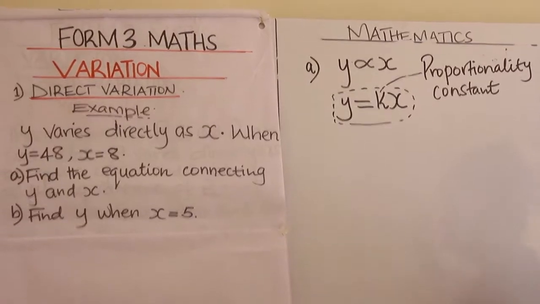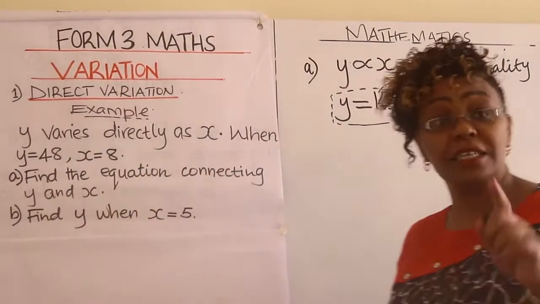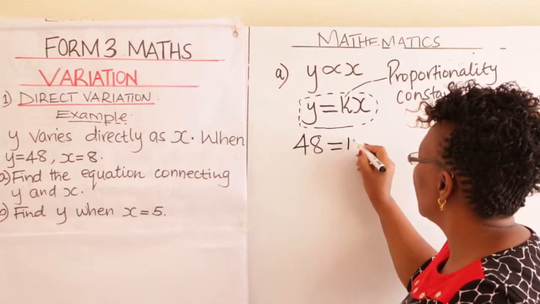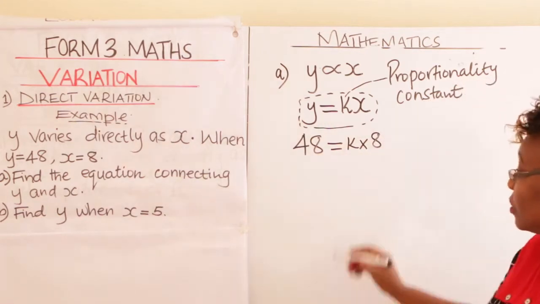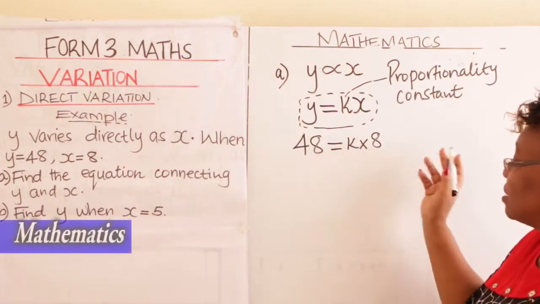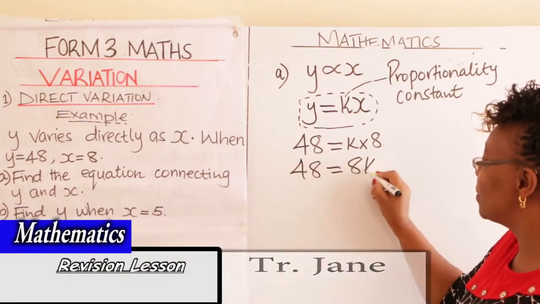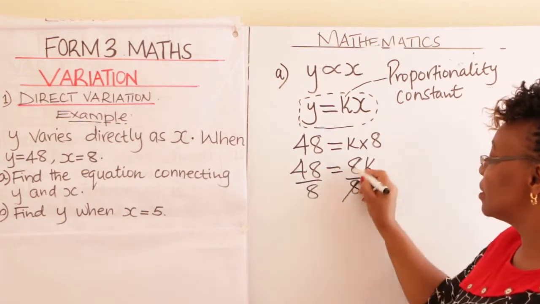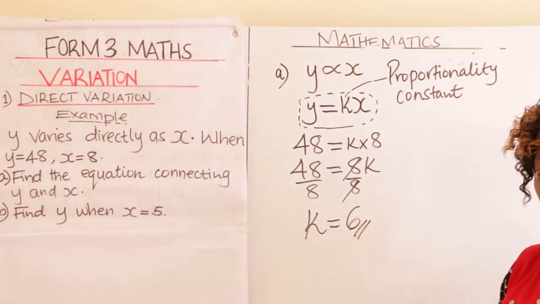Good. From there, learner, we go to the second sentence. When y is 48, x is 8. Come and substitute: 48 is equal to k times 8. So this gives us 48 is equal to 8k. And therefore, divide by 8, divide by 8. So k is equal to 6.